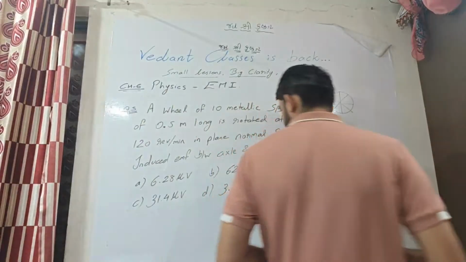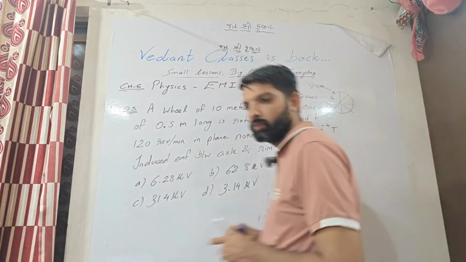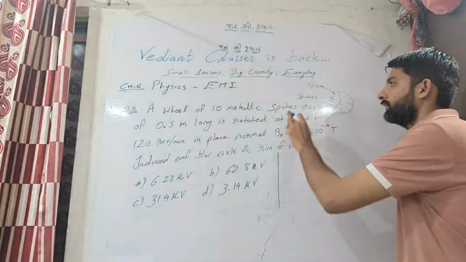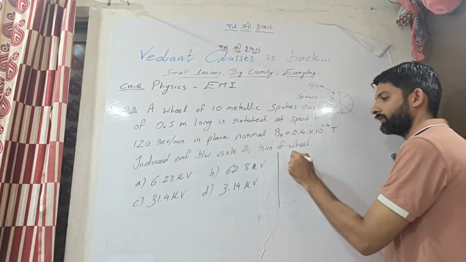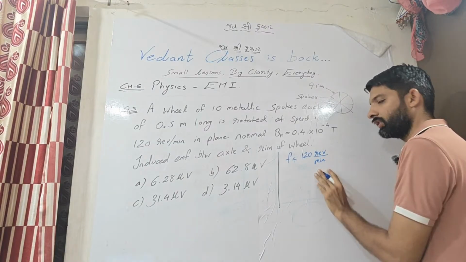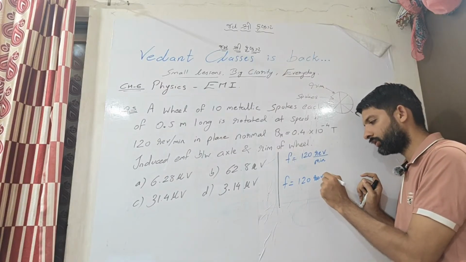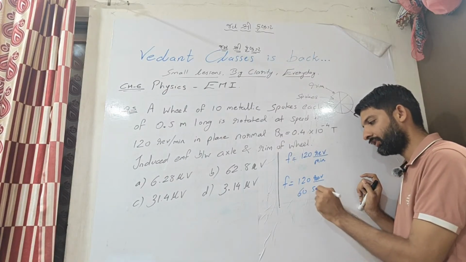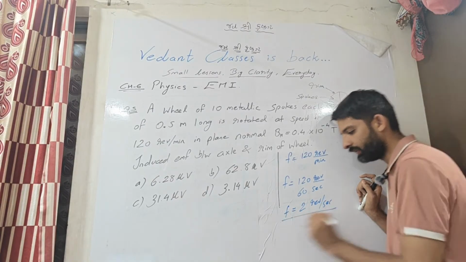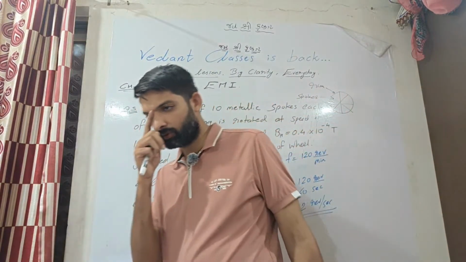B is the right answer. Only one thing you have to take care of in this question: whenever frequency is given like this, 120 revolution per minute, you have to convert it. 1 minute is 60 second, so 120 revolution upon 60 second, so frequency here will be 2 revolution per second. This value you have to take and then place it in the previous formula that we used in the last question.